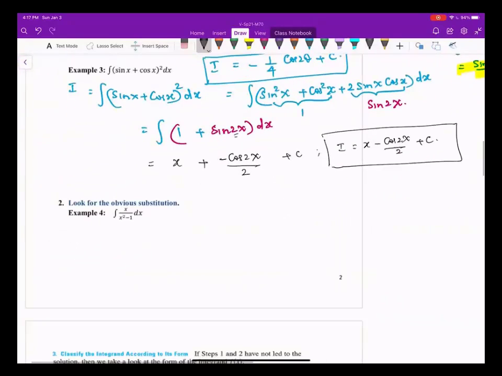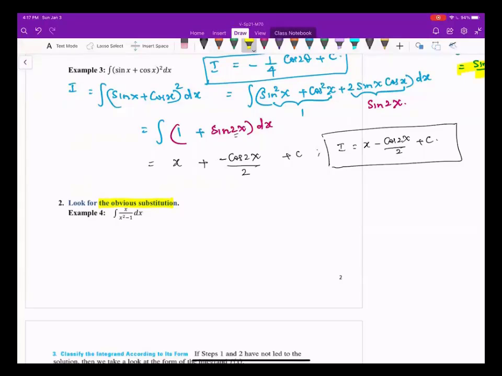Let's try the next example. The three examples shown in this part involve simply expanding the integrand, or simplifying the integrand. That's all the technique that we learned here. The second technique could be to just look for an obvious substitution. Substitution is the very first technique that you learned in calculus 1 class. So that is something that you should not forget. Sometimes it may be as simple as a simple substitution, which might work.